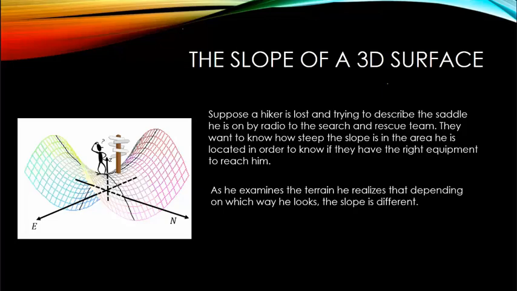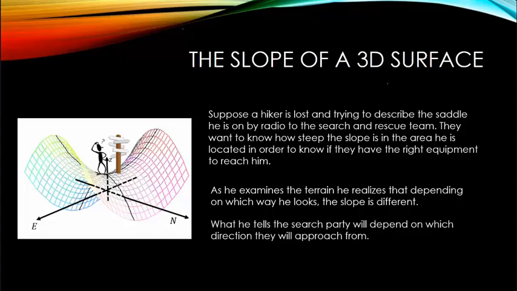As my hiker examines the terrain, he realizes that depending on which way he looks, the slope is going to be different to reach the point where he's standing. What he tells the search party is going to depend on which direction the search party has to come in from in order to rescue him. This is an indication of the fact that when I talk about slopes of 3D surfaces, I have to be very aware of exactly what path I'm taking along that surface to determine what the slope is.